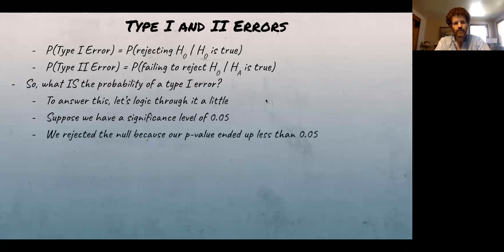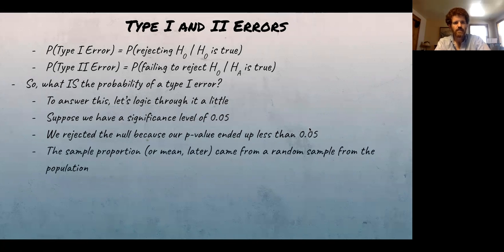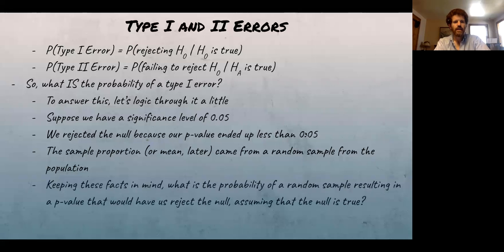We rejected the null because our p-value ended up less than 0.05. That's the other thing. The sample proportion or means, it doesn't matter what, so let's say it's a sample proportion, came from a random sample of the population. And with those three facts in mind, what is the probability of a random sample resulting in a p-value that would have us reject the null, assuming that the null is true?